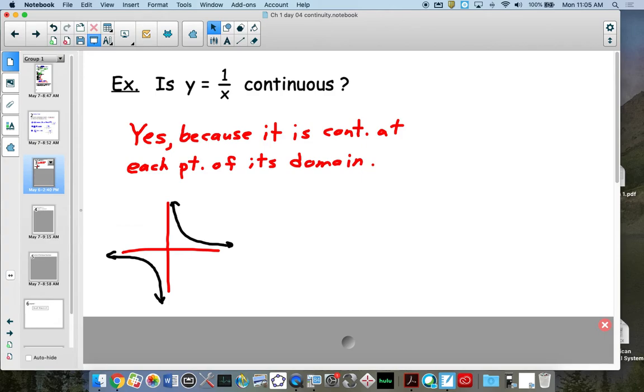It passes the continuity test. So we would say that y equals 1 over x is continuous. Now, if I asked you, is y equals 1 over x continuous at 0, then the answer to that would be no.